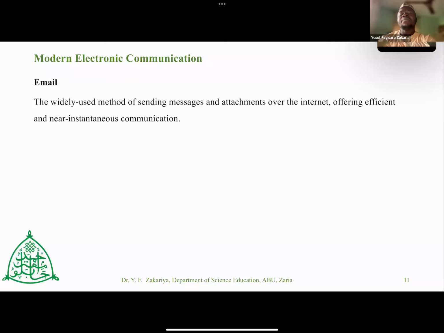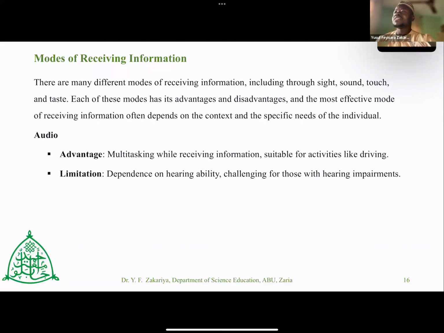By listening to the person you are getting information from, or by listening to the electronic media. So the advantage is that you can be listening to something and be doing something else, right? You can be listening to your lecture right now and be cooking your food. So multitasking is an advantage of audio information, all right? You can be driving and be listening to something else. But the limitation is that this is dependent on hearing ability. If you have difficulty in hearing, you find it challenging to engage in this kind of mode.